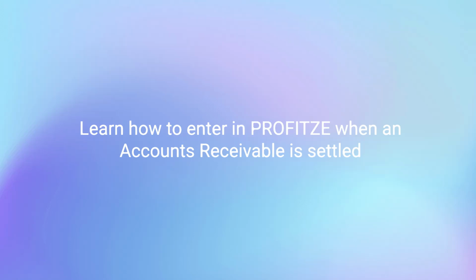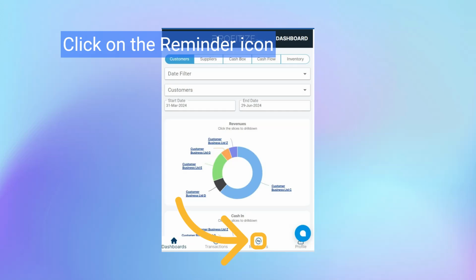In this video, you will learn how to enter and PROFITIZE when an accounts receivable is settled, meaning you receive a payment from your customer to settle a trade credit you had previously offered to the customer. Click on the Reminder tab to identify the transaction for which you received the payment from your customer.